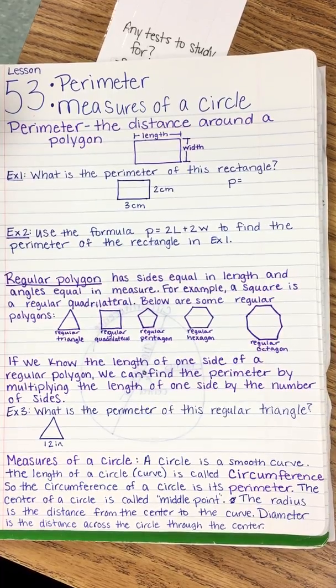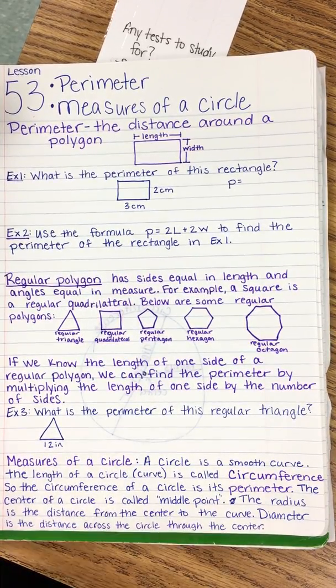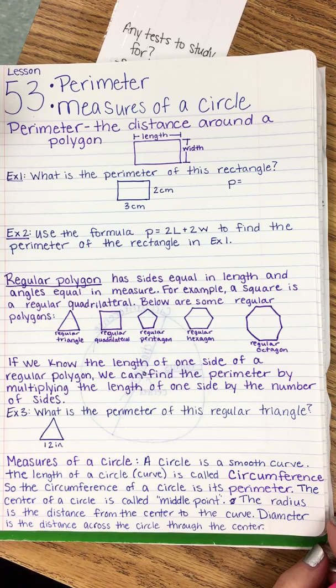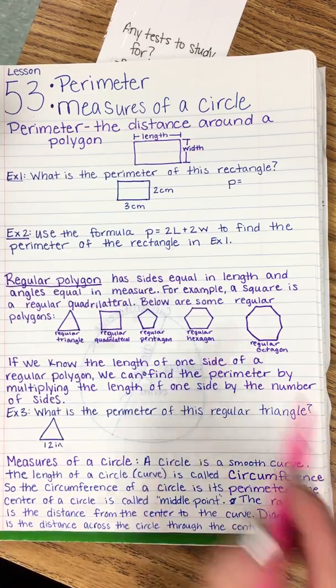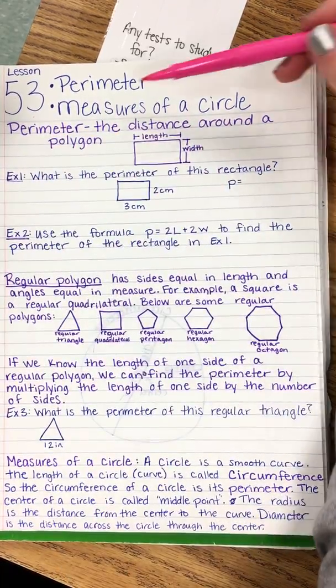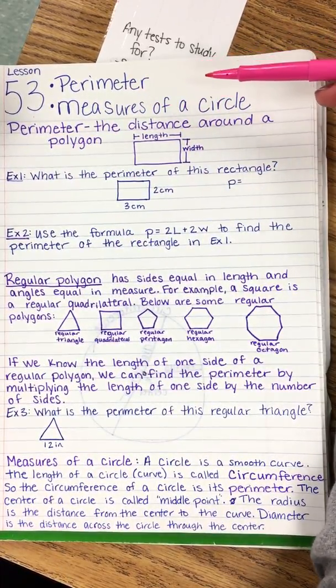Lesson 53, Perimeter and Measures of a Circle. When line segments enclose an area, a polygon is formed. We can find the distance around a polygon by adding the lengths of all the segments that form the polygon. The distance around the polygon is called perimeter. The distance around a polygon.